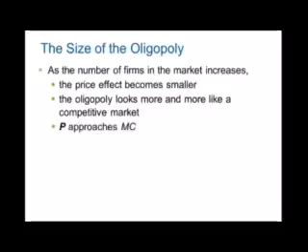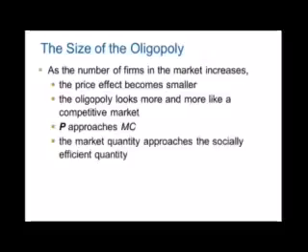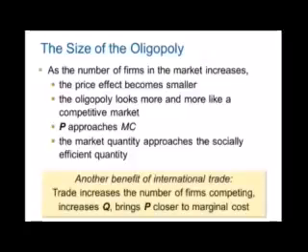And there's always the incentive to renege and to move and charge a lower price. So the price then approaches marginal cost, and the market quantity approaches the socially efficient quantity. So another benefit of international trade is that it increases the number of firms competing against each other. That increases quantity, and price gets closer to marginal cost.